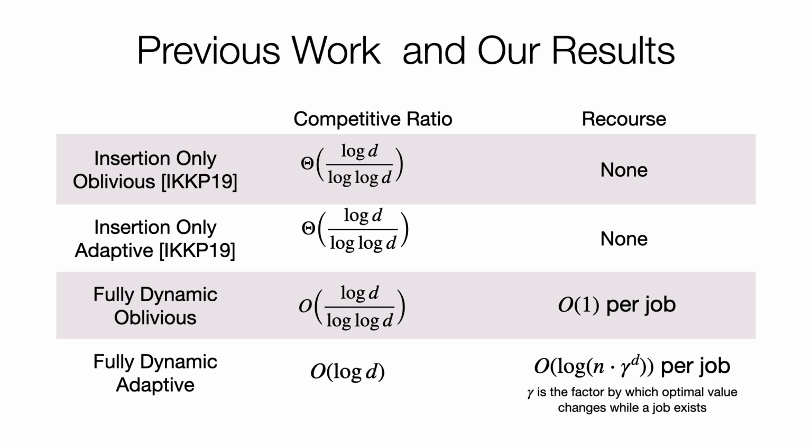Next, we have our result. In the fully dynamic oblivious setting, we have an algorithm which has a competitive ratio of log d over log log d and constant recourse. This means that any job is reassigned a constant number of times throughout its existence. In the fully dynamic adaptive setting, we give an algorithm which has a competitive ratio of log d and a recourse of d times log n times some factor gamma, which is the factor by which the optimal makespan changes during this job's existence.